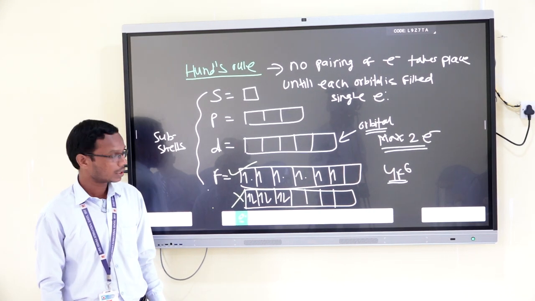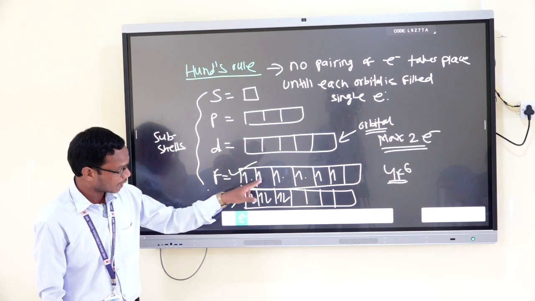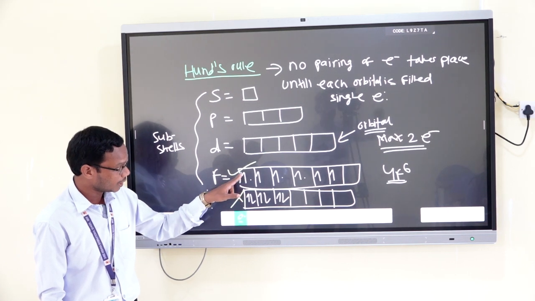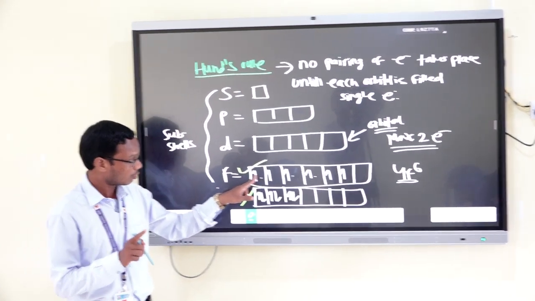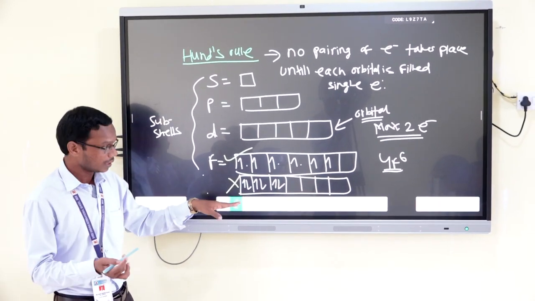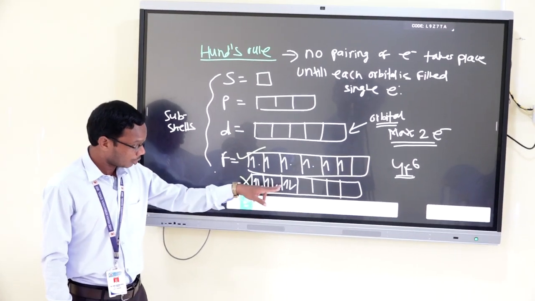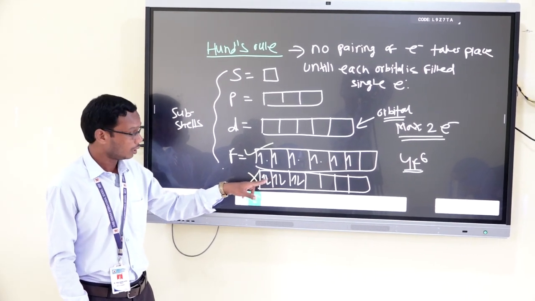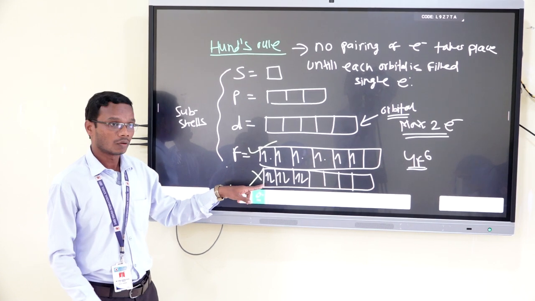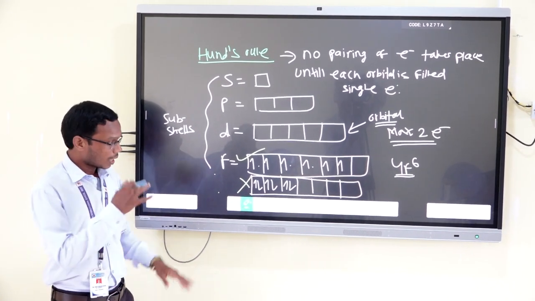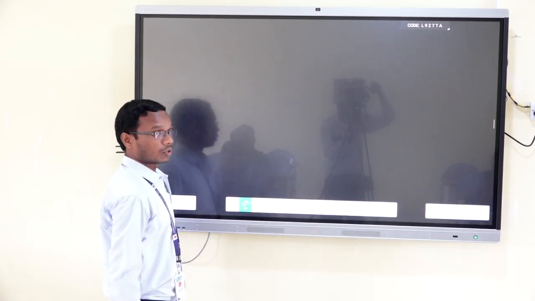Understand? What is Hund's rule? Means first you have to fill each orbital by a single electron, 1, 2 single. If you first make coupling of electrons, that is double, it is wrong. Okay? Understand the principles? Now come to our topic, electronic configuration.